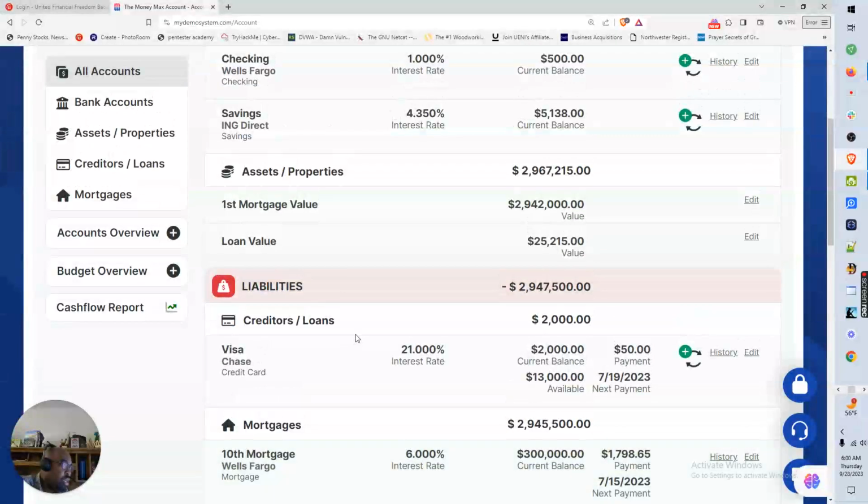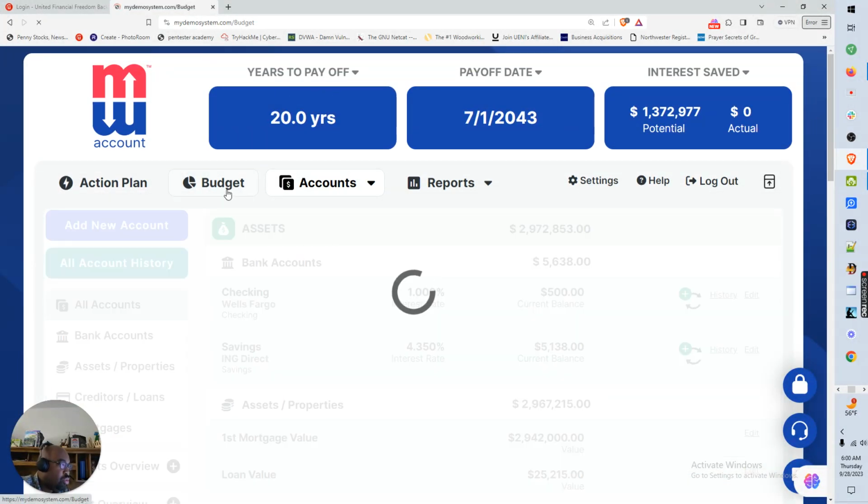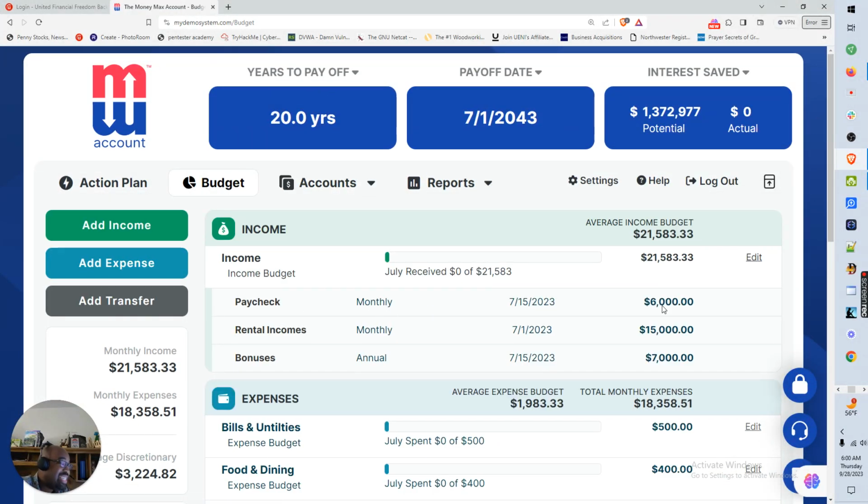And how are we supposed to keep up with all of that? Right here. Now let's go ahead and go into their budget and see that they still have a job, right? $6,000 each month that they have. The rental incomes is $15,000. And you know what? They get annual bonuses. Now, those bonuses are annual, very important to realize because it's not monthly. So, listen, what's the difference between this and you?